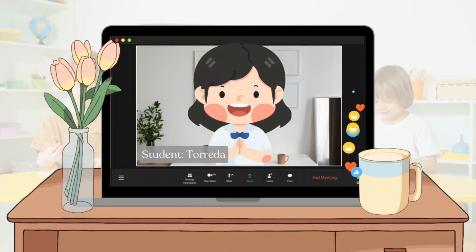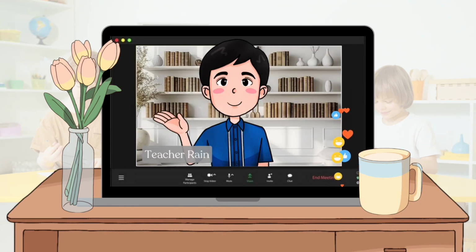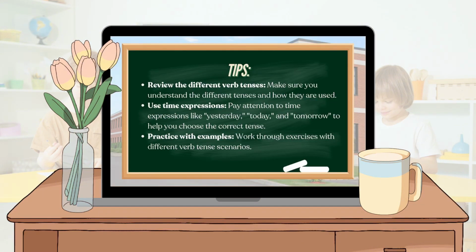Oh, great! So, what can we do to help ESL learners master verb tenses? That's a great question, Toreda. Here are just some tips that can help. First is review the different verb tenses. Make sure you understand the different tenses and how they are used.